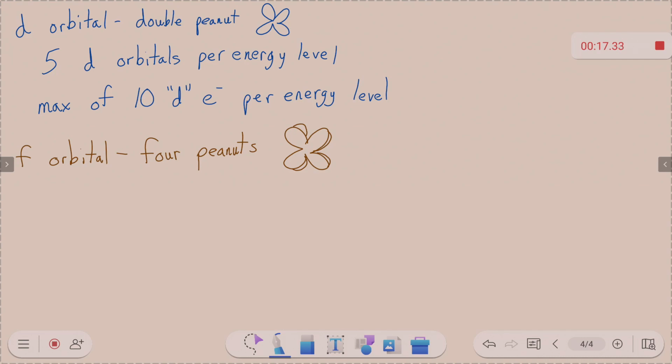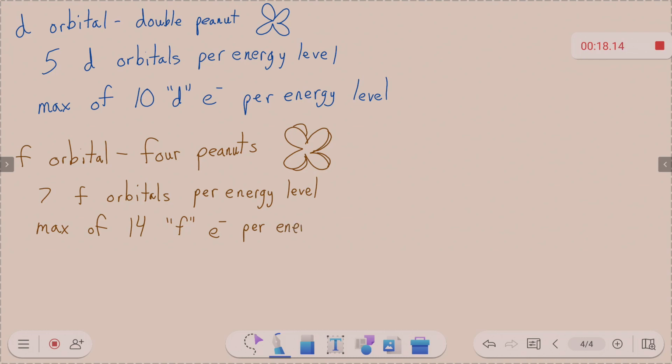But at this point, you should all be able to figure out that 1 s, 3 p's, 5 d's, 1, 3, 5. Next logical number would be 7. There are 7 f orbitals per energy level. And of course, again, seeing the pattern, we just take the number of orbitals per energy level, double that to find the maximum number of those types of electrons. So there's a max of 14 f electrons per energy level.